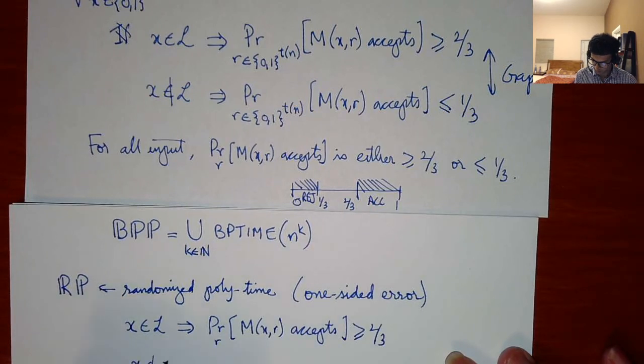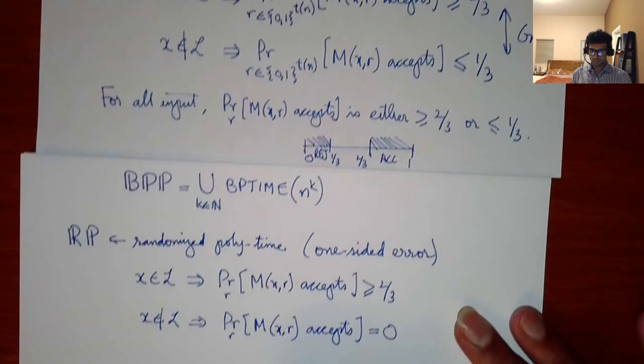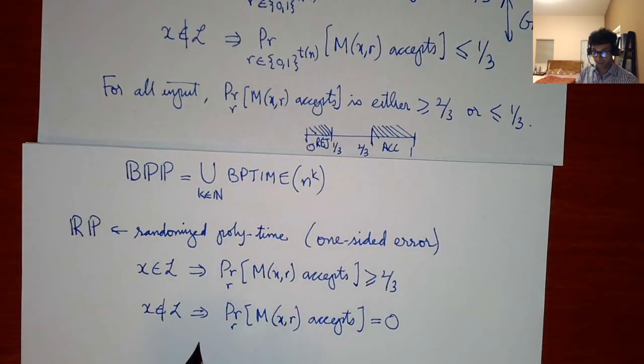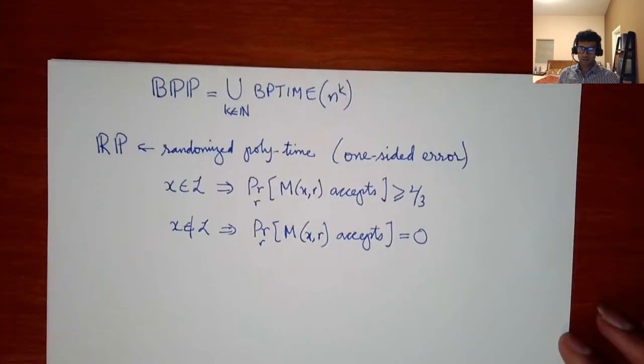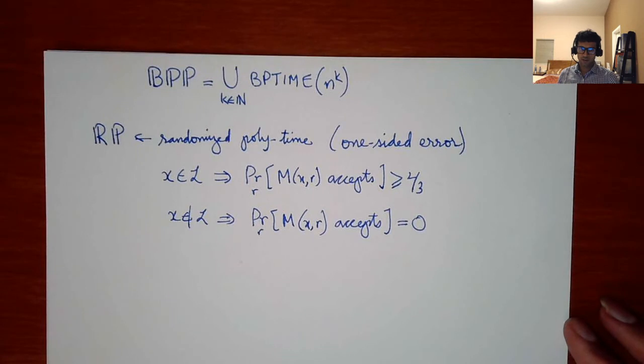But if x is not in the language, the probability that M(x, R) accepts is 0. So what this is saying is if x is not in the language, it will never accept. But if x is in the language, then it may make an error.